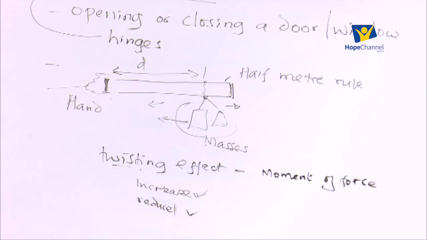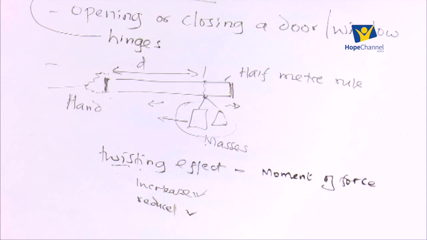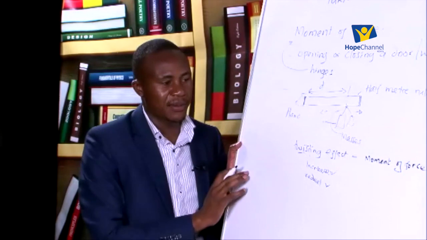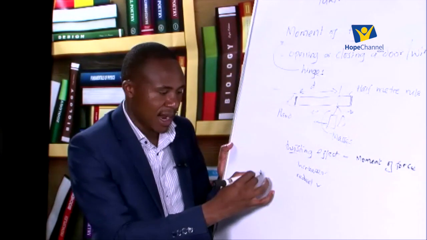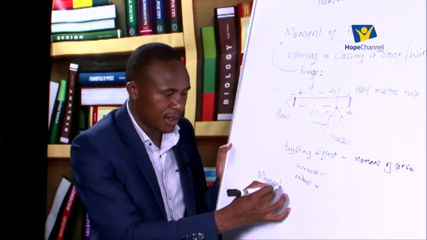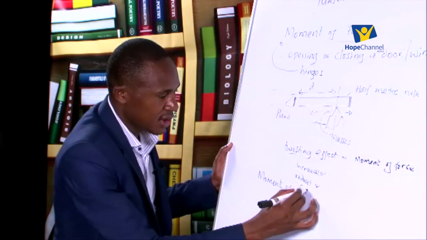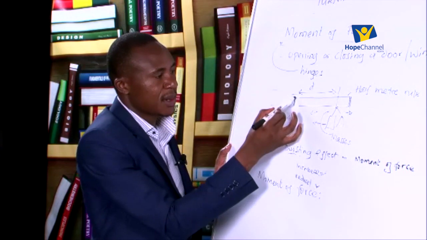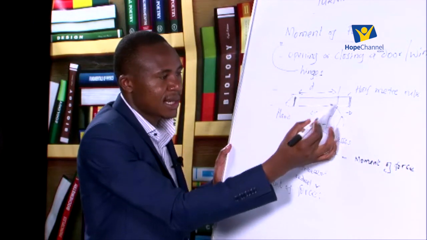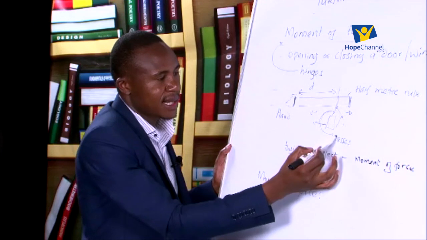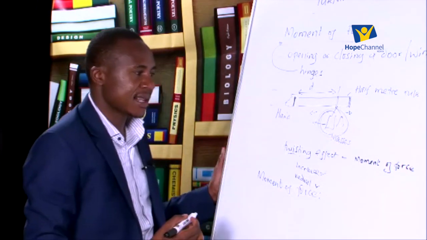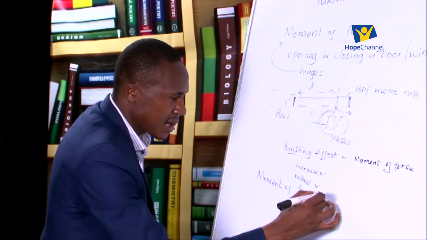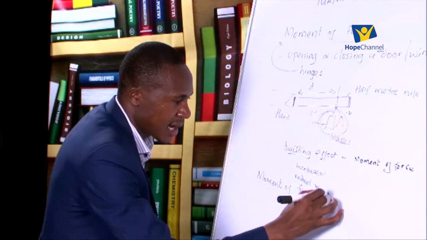Now this twisting effect is what we are calling the moment of force. By definition, the twisting effect is called the moment of force. The moment of force is obtained by taking these two things we have discussed: the distance from the point of support to where the masses are hanging, and the magnitude of the masses.